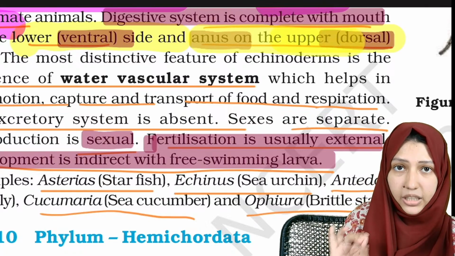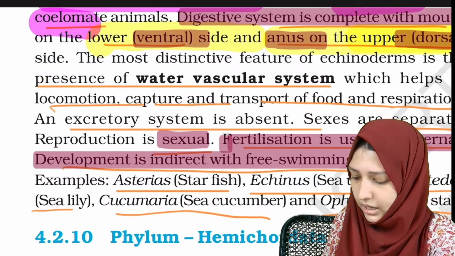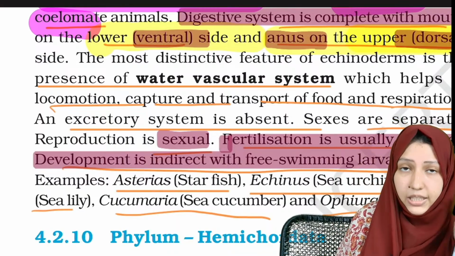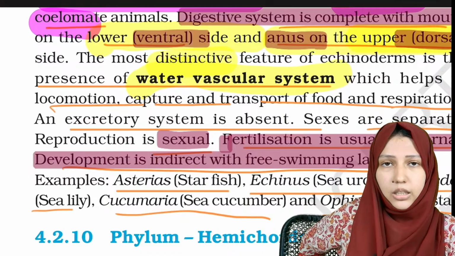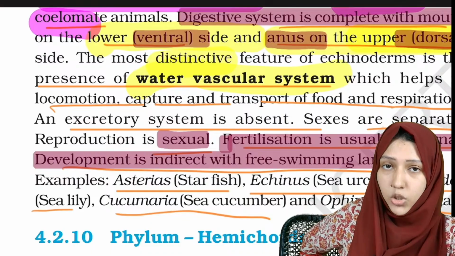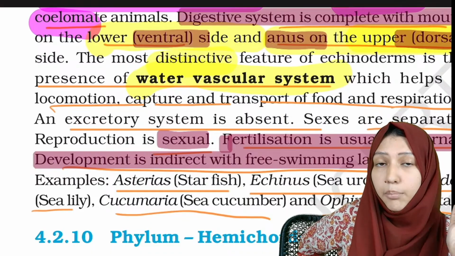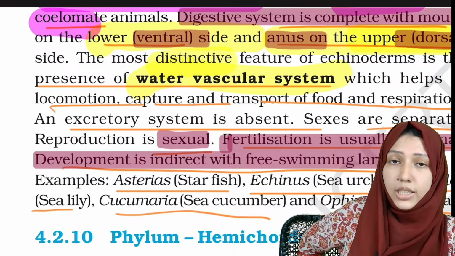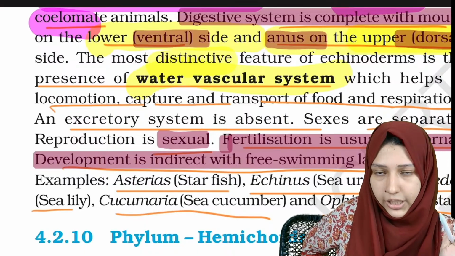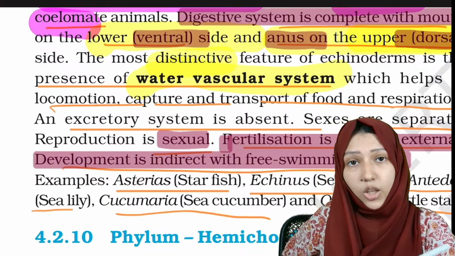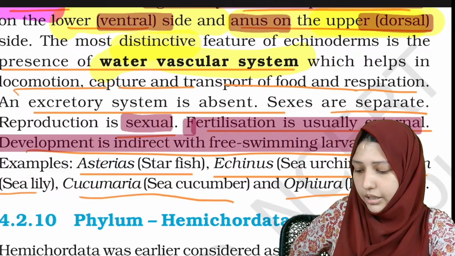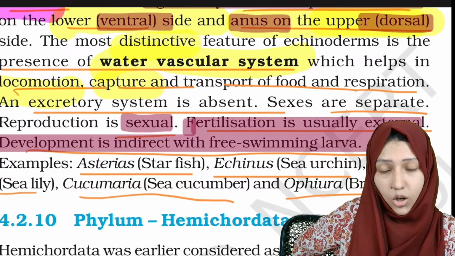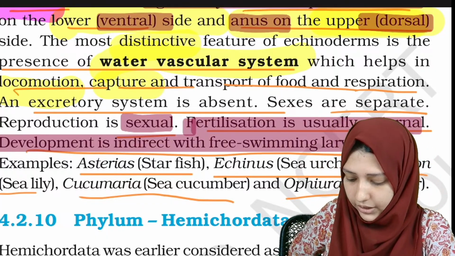The most distinctive feature of echinoderms is that they have a water vascular system. As I said before, a water canal or water transport system is seen in phylum Porifera, but the water vascular system is seen in phylum Echinodermata. Clear? And what are the uses of this water vascular system? They are helpful in locomotion, capture and transport of food, and respiration.